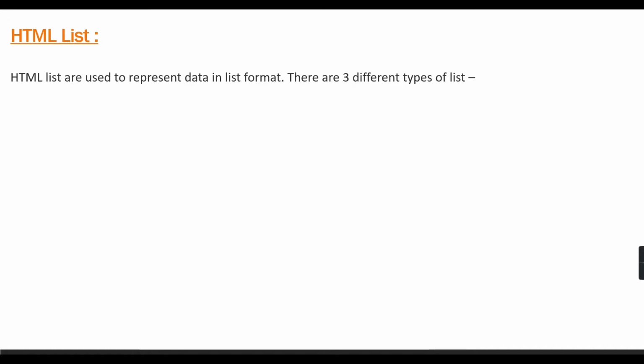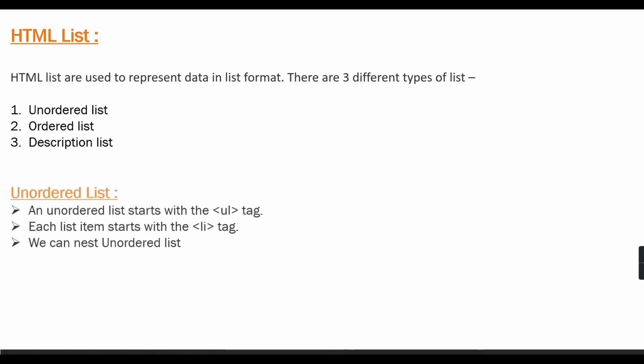There are three different types of list. First one is unordered list, second is ordered list, third is description list. So we will cover all these lists one by one. In this video we are going to cover unordered list.